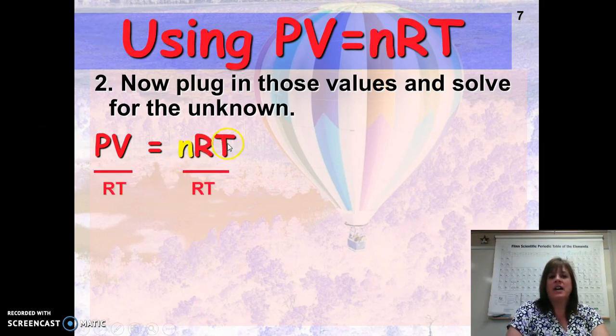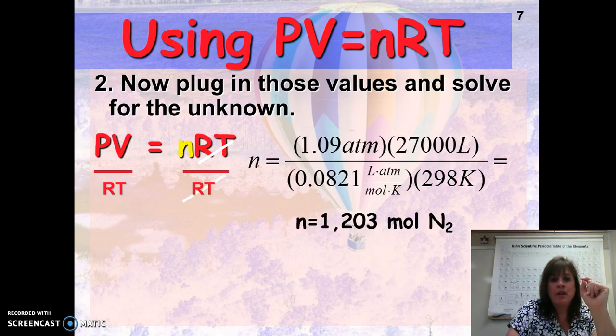And then we're going to divide by the constant and temperature. That'll cancel it out from this side, and we'll solve for amount in moles. So do some math. Let's see if you get the right number of moles. If you did this correctly, you should have 1,203 moles of nitrogen. But we're not done, because remember I wanted grams.